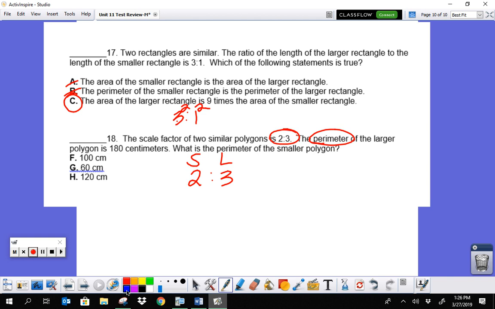And what this is saying is that the perimeter of the larger polygon is 180. So I'm going to put that 180 under where I have my large one. And then we're trying to find the perimeter of the smaller. And what we have here is we've set up a proportion. Okay, there's another way of doing this. You could probably figure this out without setting a proportion. Really, you're working through it like a proportion in your head. But this is how you would set it up algebraically. So I would have 3x equals 180 times 2 is 360. And divide by 3, and you get 120.